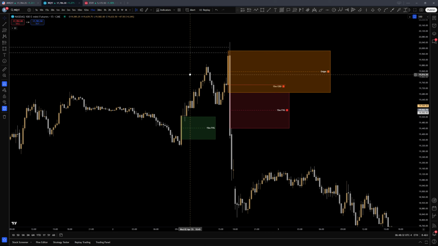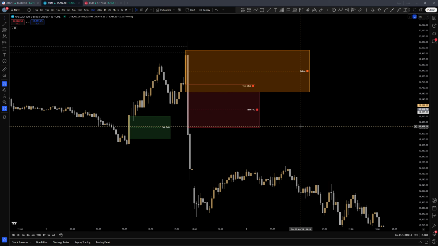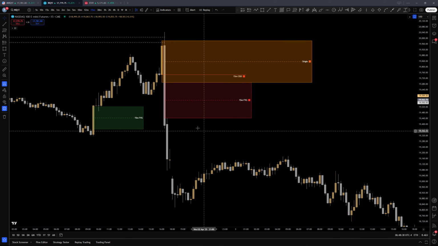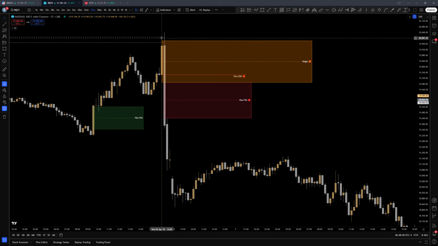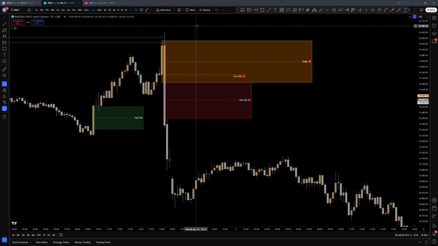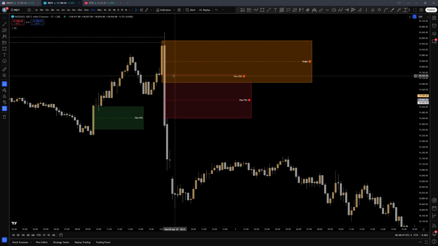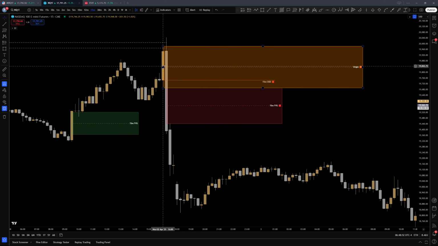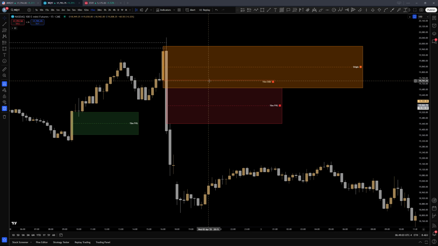Let's move on. The second external point that we're going to focus on is what we call an origin. An origin is generally the last move before a large expansion. So last move in the opposite direction, and basically what that results in is also a change in the state of delivery and an order block, as we recognize from our previous video on changing the state of delivery and order blocks. So often an origin will end up being a similar place to a change in the state of delivery.